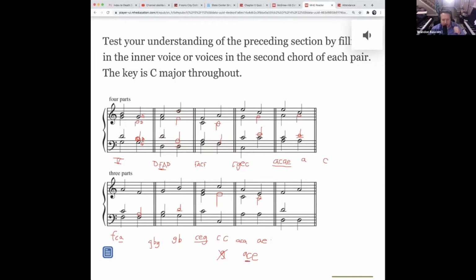All right, Zach. We got a D, and an F, and then a D and an A. So it looks like we have a D, F, A chord. So what do we need to add to our chord?